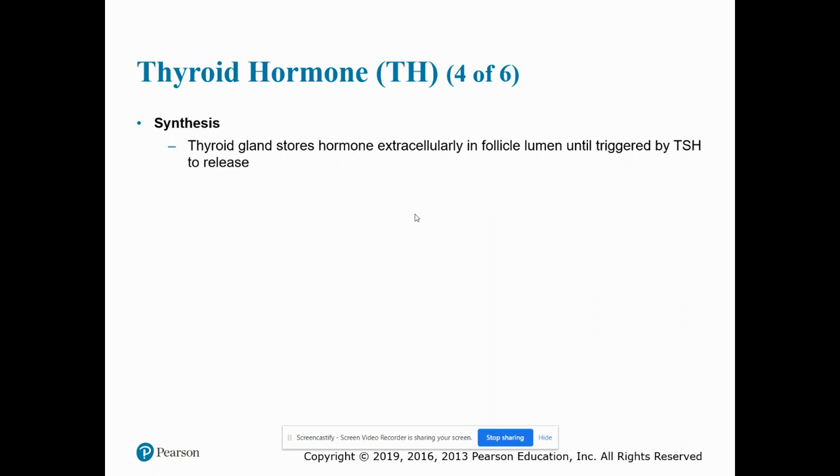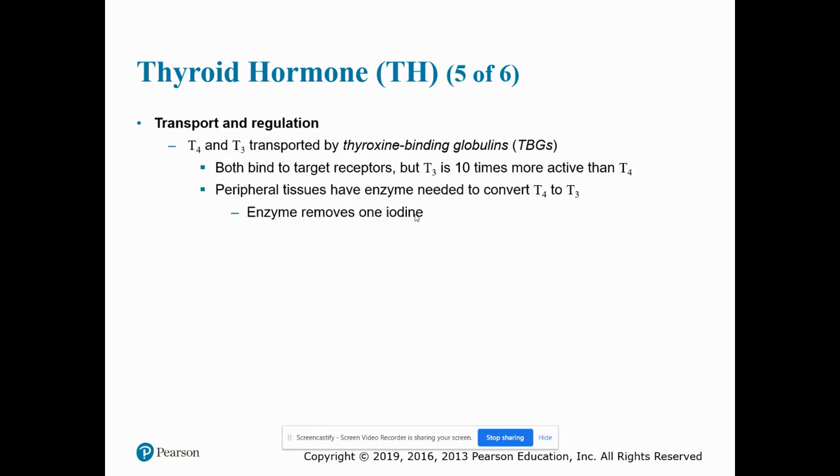Synthesis. So the thyroid gland will store hormone extracellularly in follicle lumen until triggered by thyroid stimulating hormone to release. Remember, thyroid stimulating hormone is secreted by the anterior pituitary gland. T4 and T3 are transported by thyroxine binding globulins, or TBGs. Both bind to target receptors, but T3 is 10 times more active than T4. Peripheral tissues have enzymes needed to convert T4 to T3. The enzyme removes one iodine.